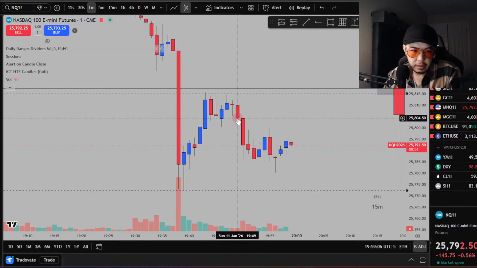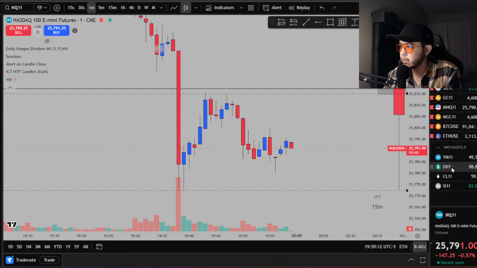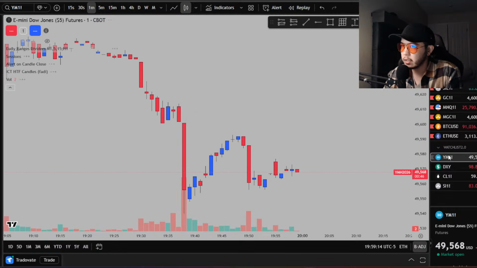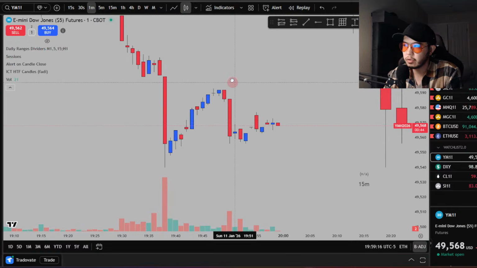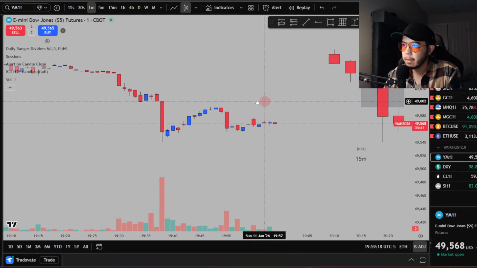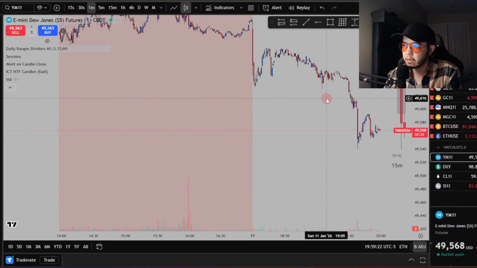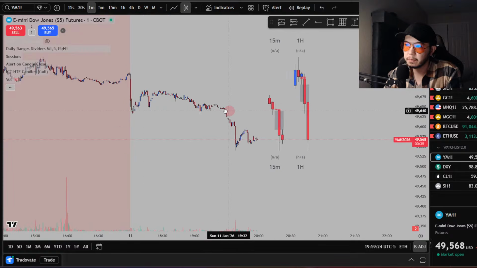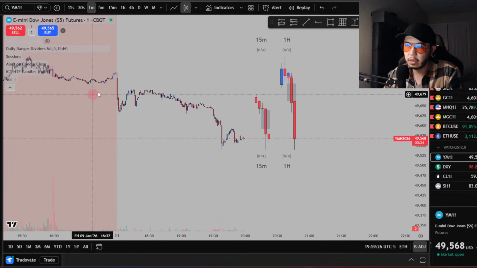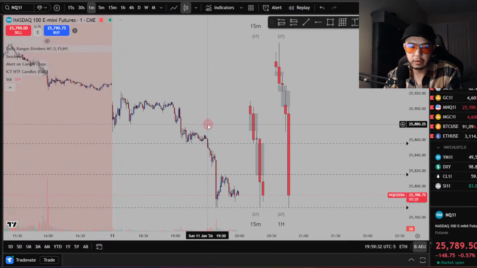What is the difference between US 30 and NASDAQ E-mini? So US 30 is the Dow Jones. I have Dow Jones in here, but I don't trade Dow Jones futures because I'm not as familiar with it as the people who trade them. Dow Jones and NASDAQ move very similarly. I just don't like to trade Dow Jones.